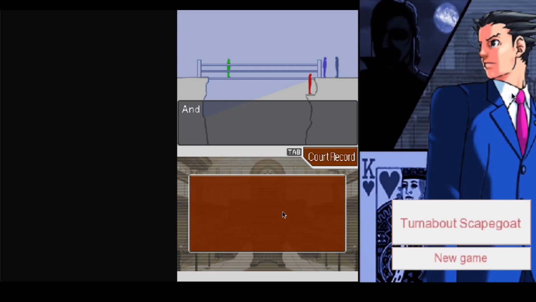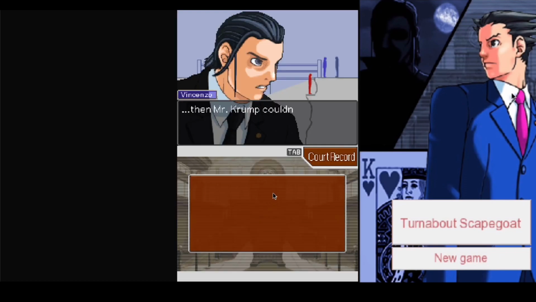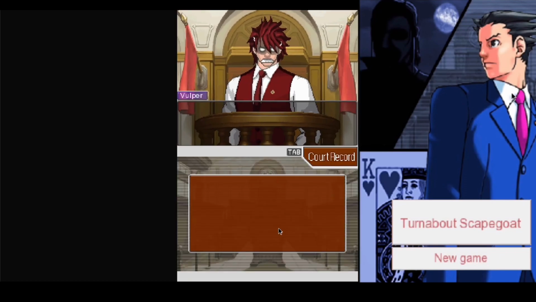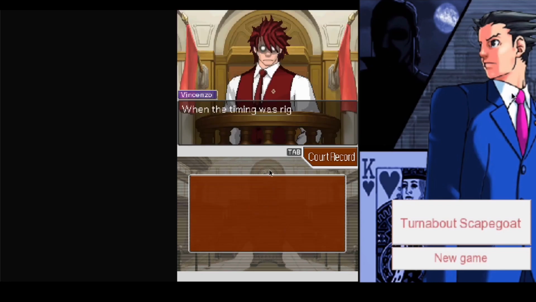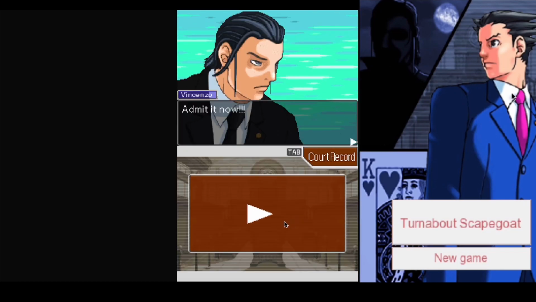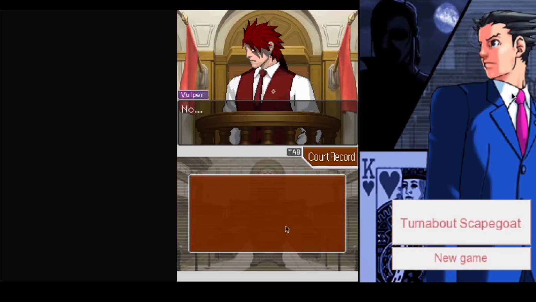The moonlight misses you completely. And since Mr. Crumb said the valley was completely dark as a result, then Mr. Crumb couldn't have been able to see you. Oh. So concealing yourself in the darkness, you waited until the time was right to strike. When the timing was right, when Brisbane pushed Crane in the chest, you struck like a viper, reached up and pulled Crane to his death. Admit it now. No. No.